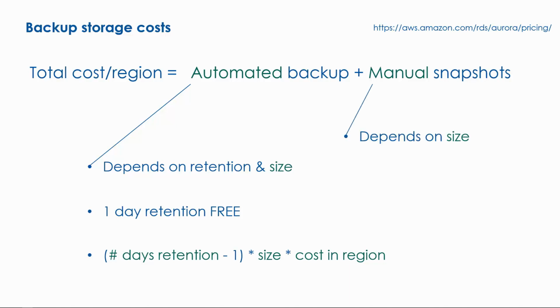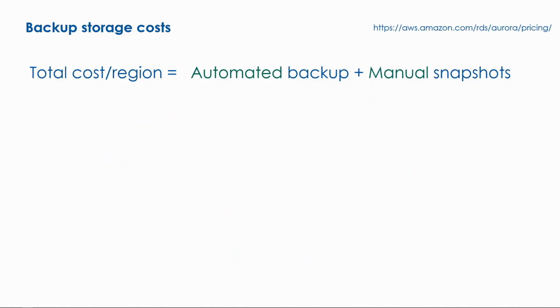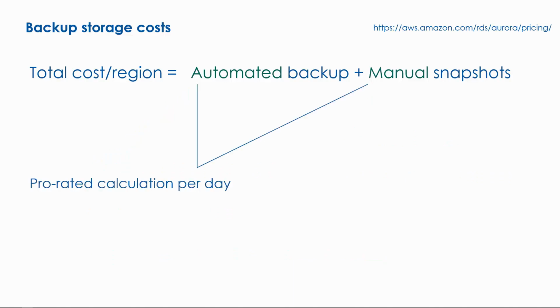Manual snapshot costs depend on the size of the cluster volume and the duration for which the manual snapshot is kept beyond the retention period. As an example, let's say the retention period for a database cluster is 2 days. So a manual snapshot will start to incur charges after 2 days of creation. The actual backup storage cost is calculated on a per day basis with prorated price for both the automatic and manual snapshots. These per day costs are then added up to determine the monthly cost of the backup.